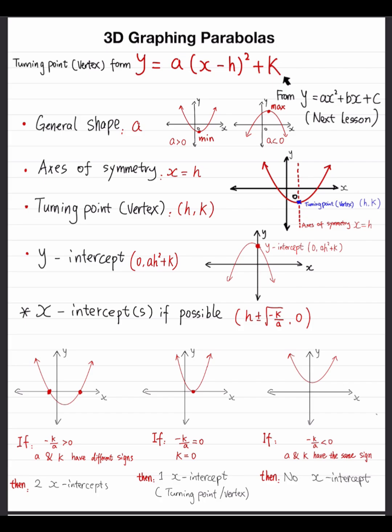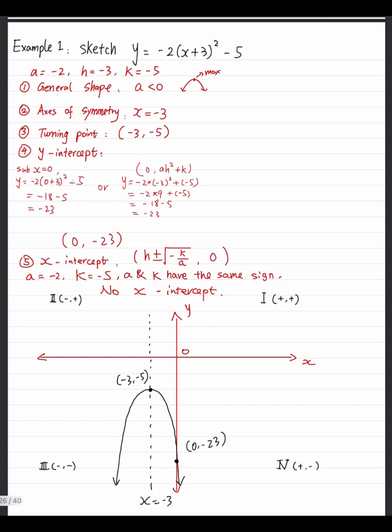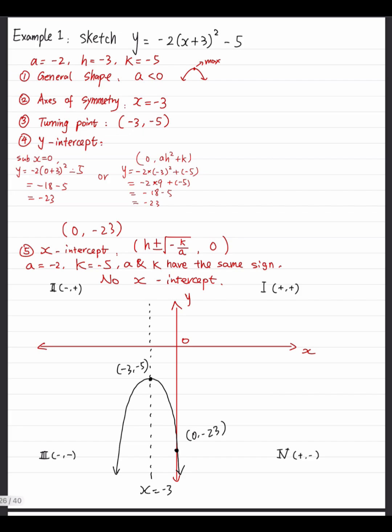Okay, so these are the basic concepts and features in graphing parabolas based on the turning point form. Let's take a look at a few examples here. Start with example 1. It says sketch y equals negative 2 (x plus 3) squared minus 5. So here I'm showing you the steps I normally do with this question. You can follow my steps, which basically involve finding all of those key features, labelling them on your plane, and finally sketching the parabola.